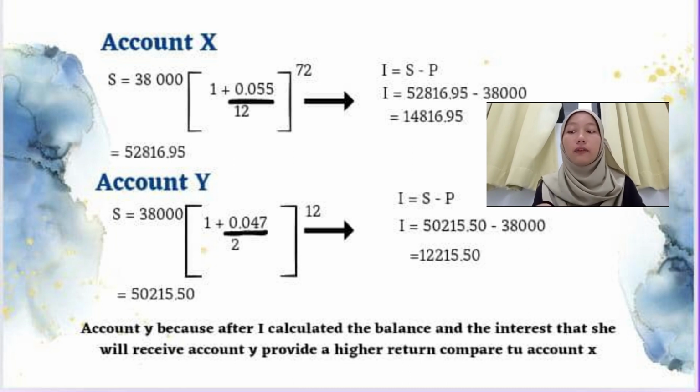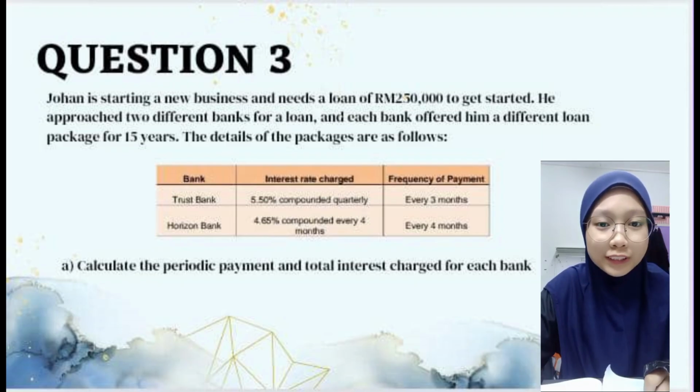For the recommendation, I recommend account X. Why? Because after I calculate account X and account Y, account X gives a higher return compared to account Y. So I think Khadijah should choose account X. And I think that's all for me. And thank you.